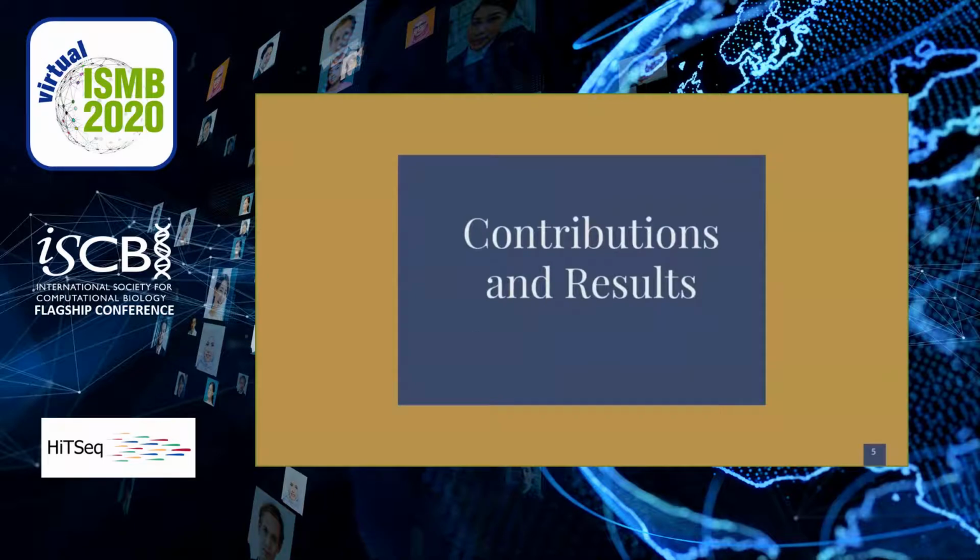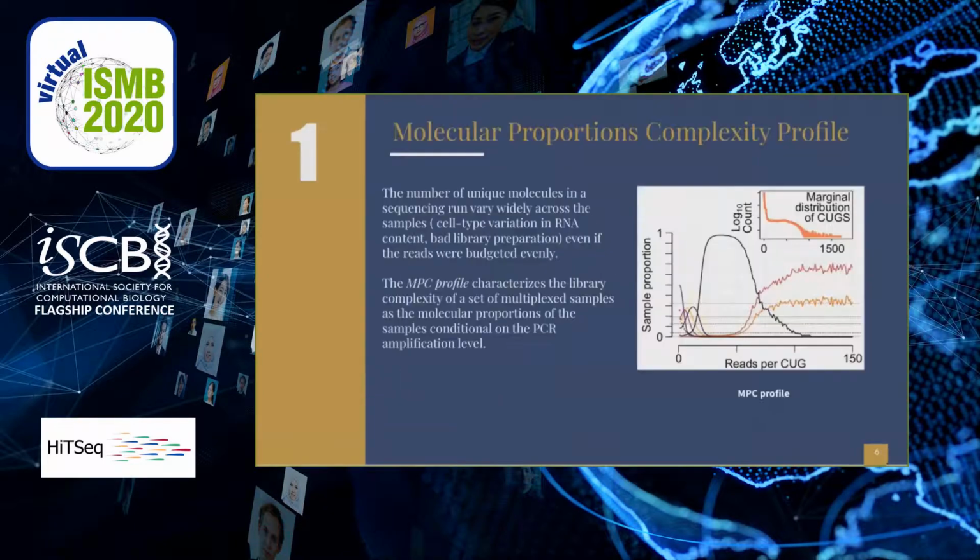We make 4 contributions in this paper. The first contribution is the molecular proportions complexity profile that allows us to characterize the library complexity of a set of samples and allows us to determine which samples are characterized by low complexity due to bad library preparation or low RNA content. We use the molecular proportions complexity profile as well as parameters in the model, as we show in the paper.